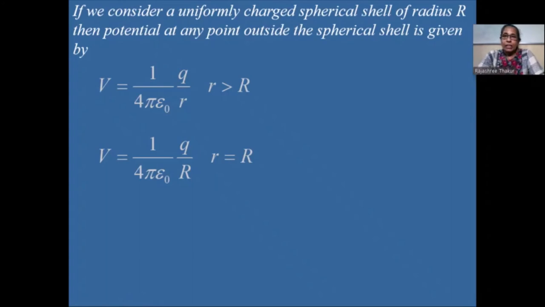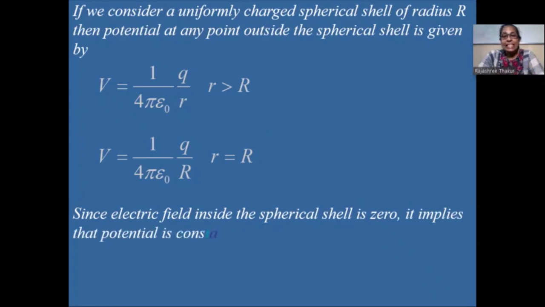Now, we have understood that electric field inside the spherical shell is zero. Now, what does that imply? It implies that the potential is constant inside the spherical shell. That means no work has to be done to move a charge inside the spherical shell from one point to another. All right. So, what will be the value of the potential inside that charged spherical shell?